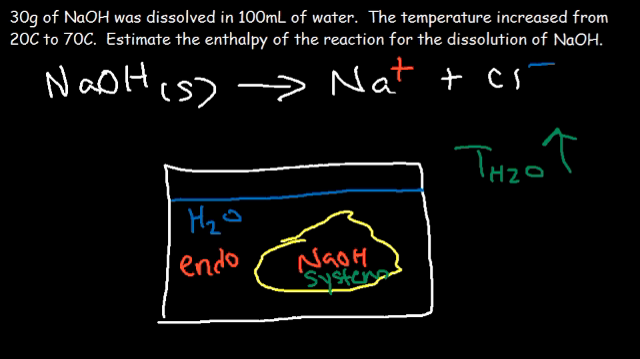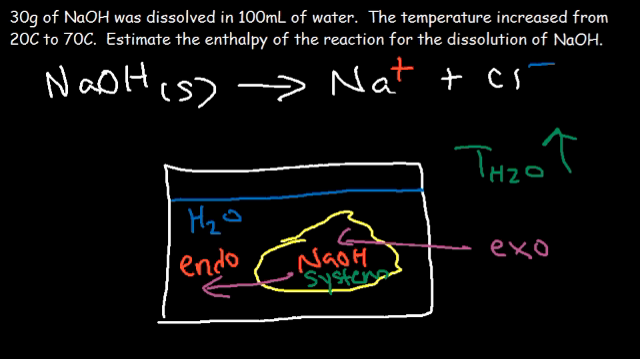Now, where did the water absorb the heat from? The heat came from the reaction. Heat flowed out of the system into the surroundings, and that's why the temperature of the water went up. It absorbed the heat from the reaction. Now, the reaction is the system. That means the system is releasing heat. So it's exothermic for the reaction.